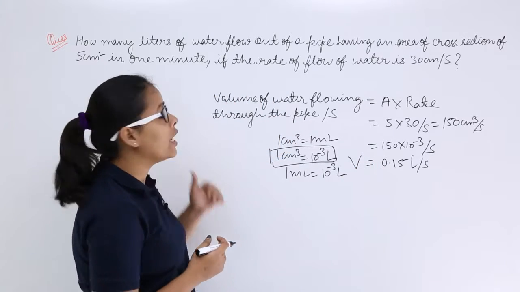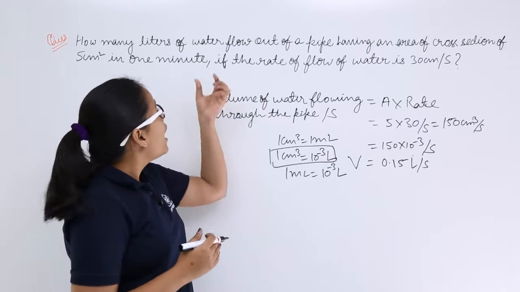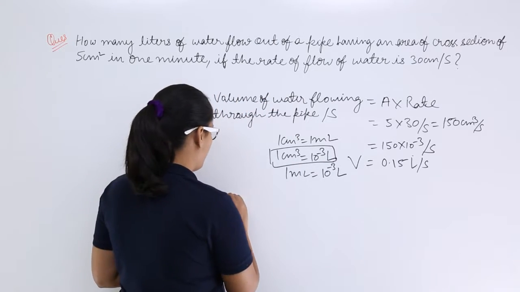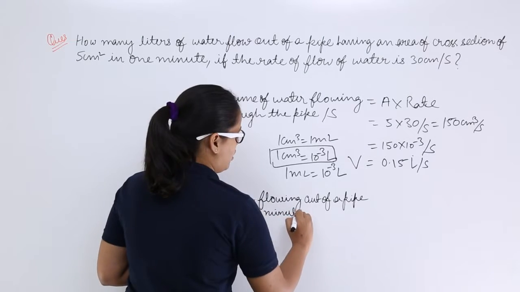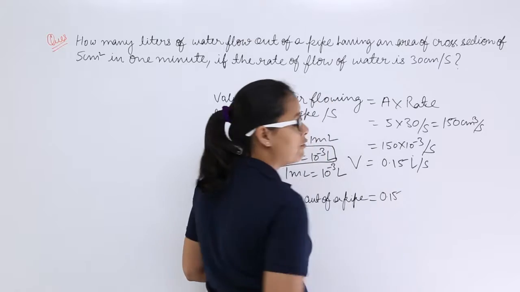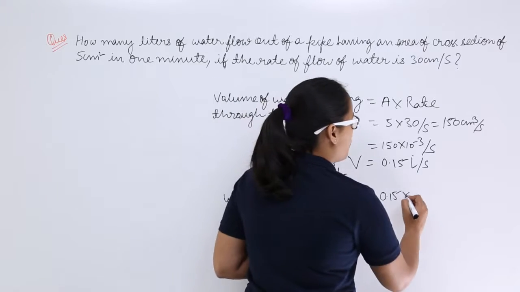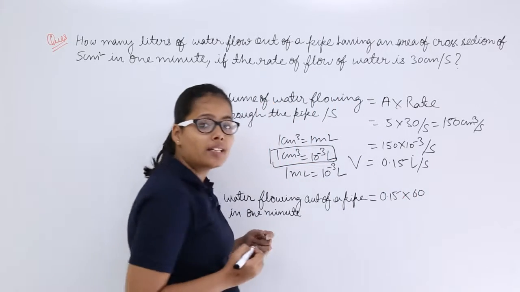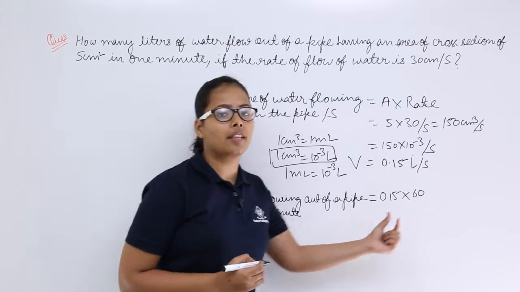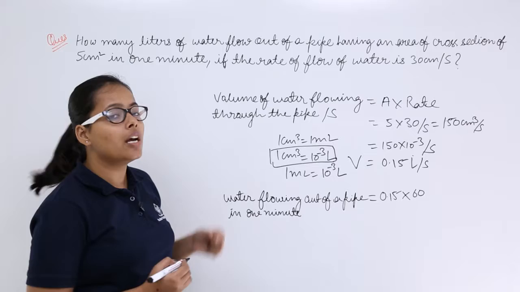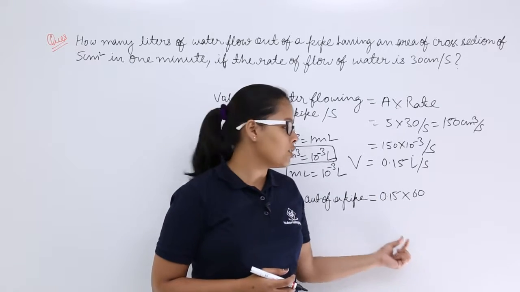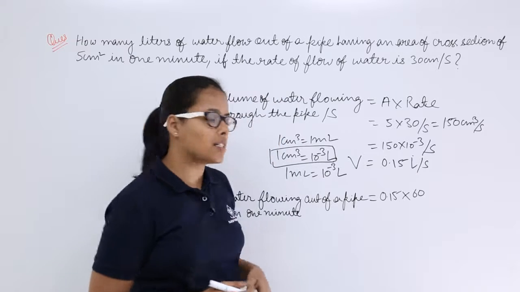Now you need to calculate how many liters have flowed out of the pipe in 1 minute. So in 1 minute, it will be this volume, which is 0.15 liter, multiplied by 60 seconds. Why 60 seconds? Because here the unit of volume is liter per second. That's why I have converted this minute unit into second unit. In 1 minute there are 60 seconds. So now multiply this with 60.